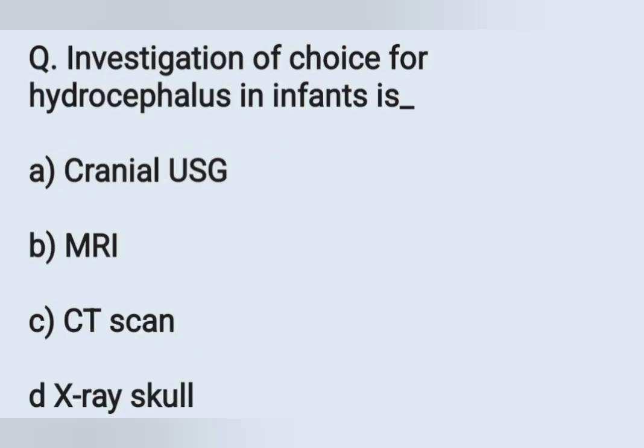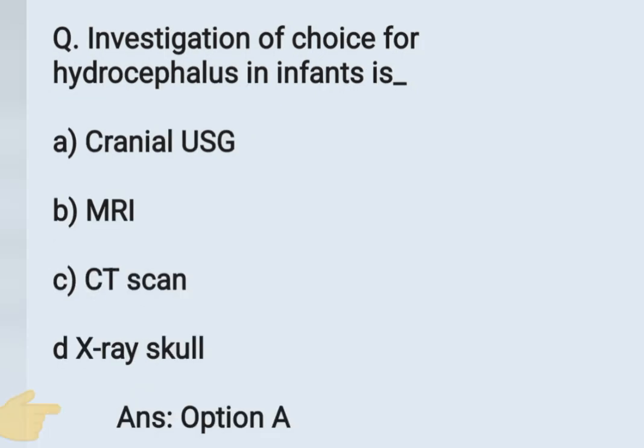And the next question is, investigation of choice for hydrocephalus in infant. Option A, cranial USG. Option B, MRI. Option C, CT scan. Option D, X-ray skull. Which is the main investigation done for an infant with hydrocephalus? It is option A, cranial USG.